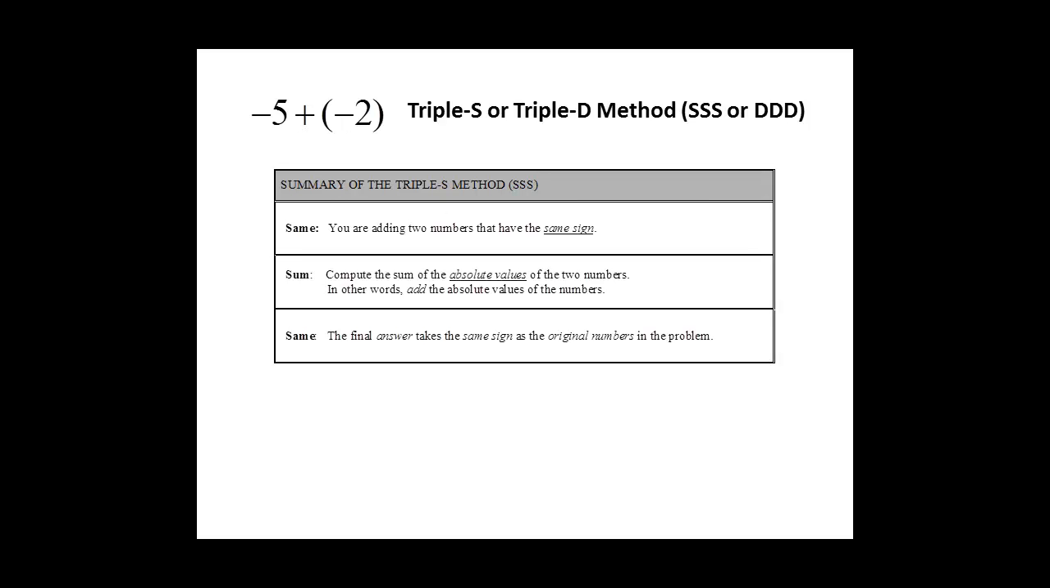Now we will decide whether we will use the triple S or the triple D method. In this problem, we have -5 plus -2. We are adding two numbers with the same sign. We will add the two numbers, taking their sum, and then we will keep the same sign. So -5 plus -2, we will add the numbers and get 7, and keep the sign. The sign is negative, so our answer is -7.